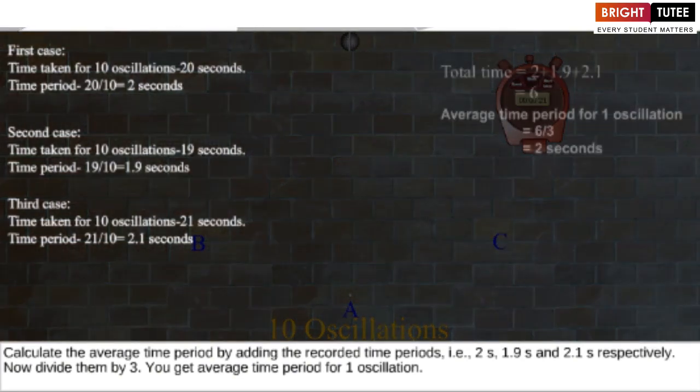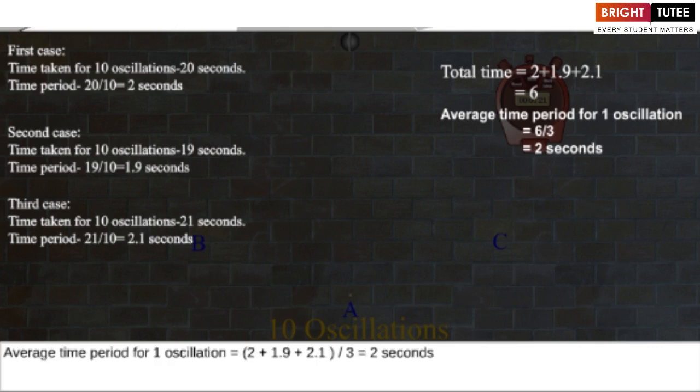Calculate the average time period by adding the recorded time periods, that is 2 seconds, 1.9 seconds and 2.1 seconds respectively. Now divide them by 3. You get the average time period for 1 oscillation. Average time period for 1 oscillation equals (2 + 1.9 + 2.1) / 3 equals 2 seconds.